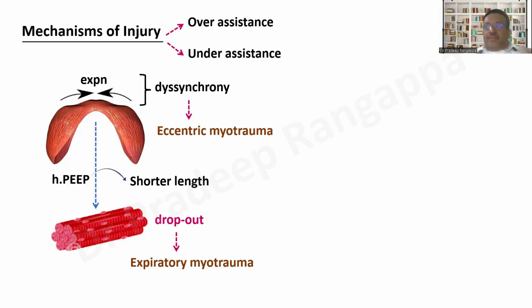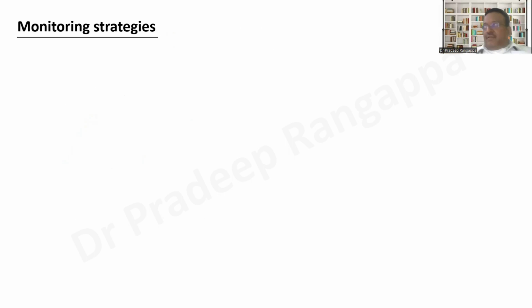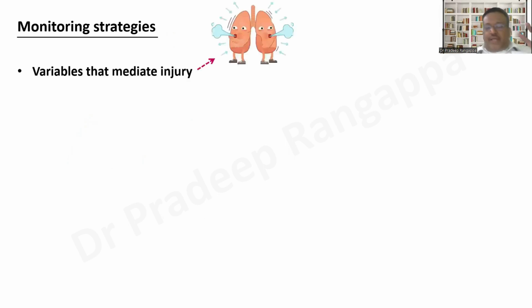Now we have understood the types of injuries to the diaphragm that can happen with over-ventilation, under-ventilation, over-PEEP or under-PEEP. Now the big question remains: practically, how do we monitor for diaphragmatic dysfunction? What are the monitoring strategies? For this, I will be going a little more physiological. It may look overwhelming, so you can listen to this video again.